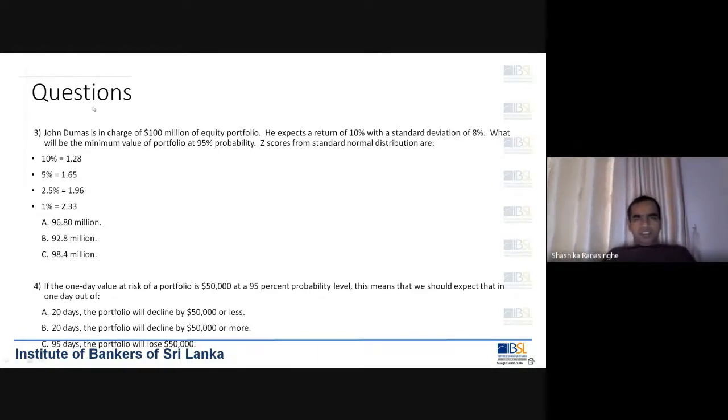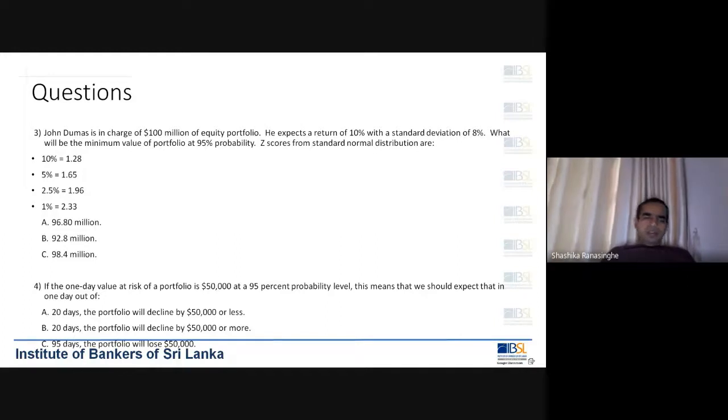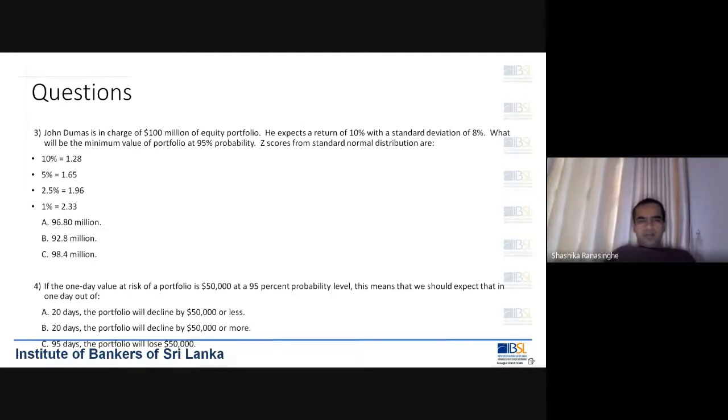The question is, what will be the minimum portfolio value at 95% probability? Right, so minimum portfolio value will be when the loss is maximum, which is 100 million portfolio minus $3.2 million, 96 million, 0.8 million, 96.8. Answer is A.